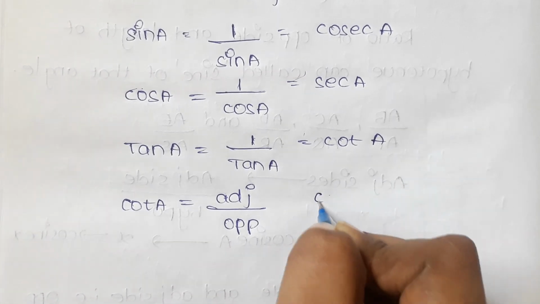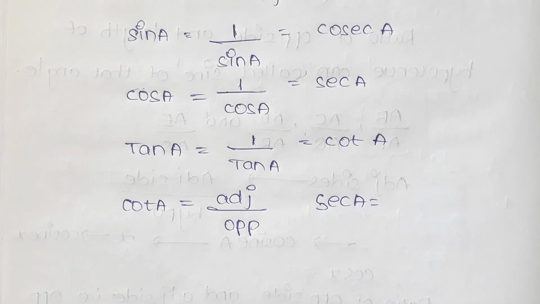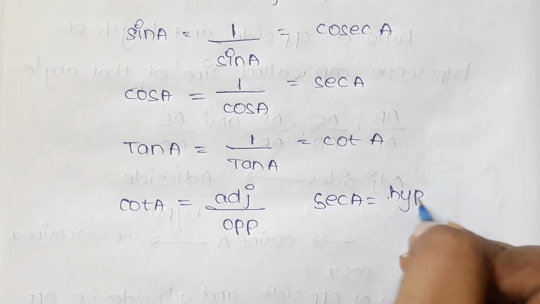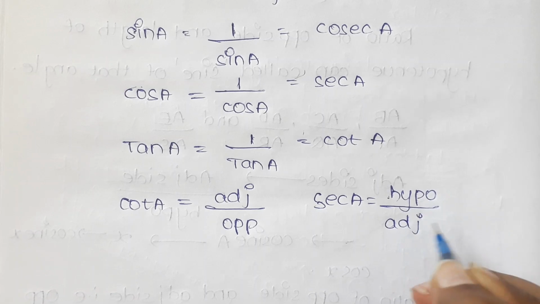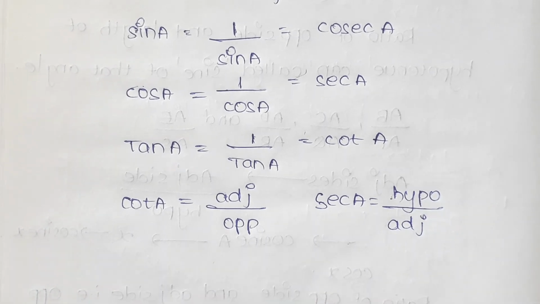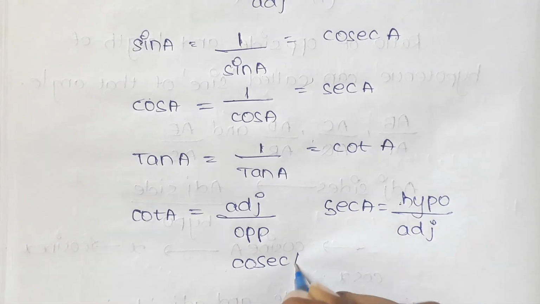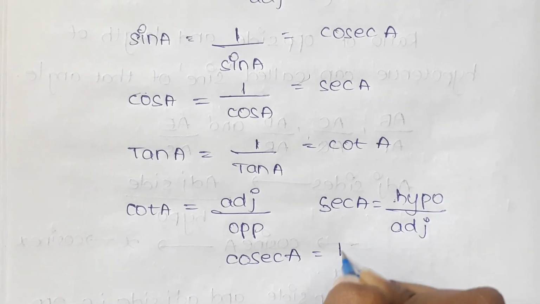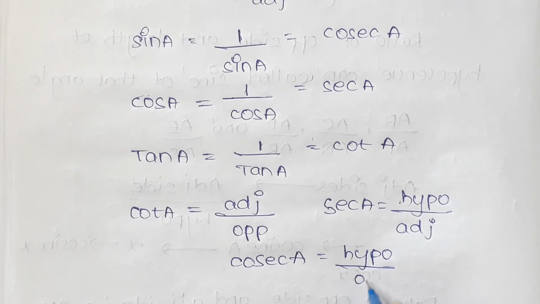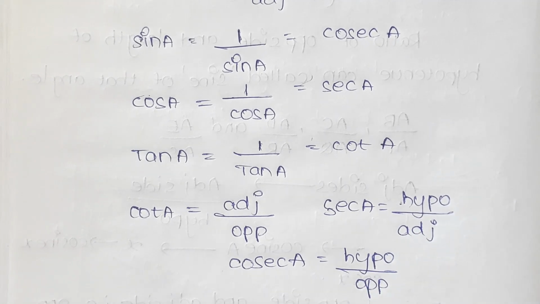And for secant A it is hypotenuse by adjacent. And similarly cosecant is nothing but hypotenuse by opposite. And these are the six ratios that we mainly use in trigonometry. And up to this we have completed the introduction.